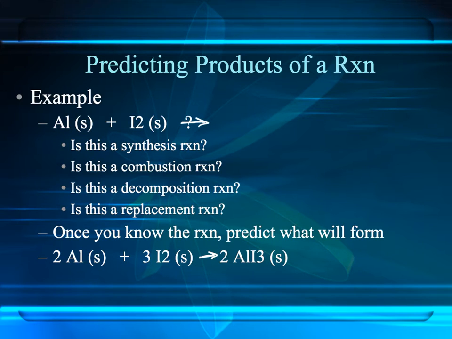Alright, so this first example here, even if you can tell just by looking at it, we need to make sure we run through all of our options. We have solid aluminum reacting with solid iodine, I2, and it's going to react together. Well, you've got two elements reacting, so that's going to affect our understanding of what this could possibly be. Is this a synthesis reaction? Maybe, right? Decent chance it's that.